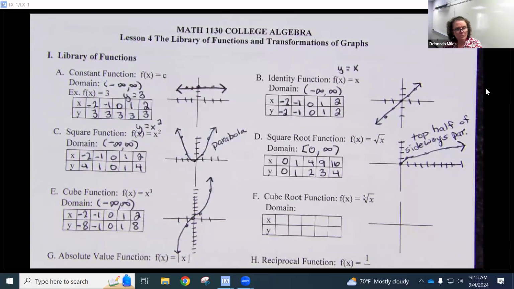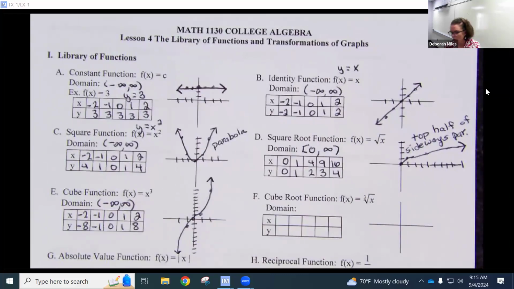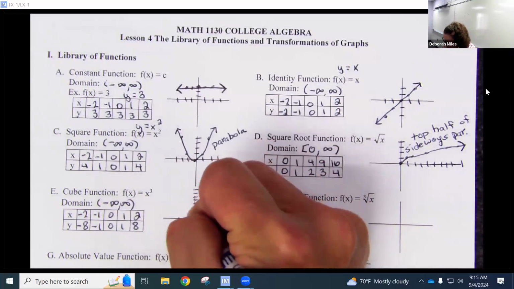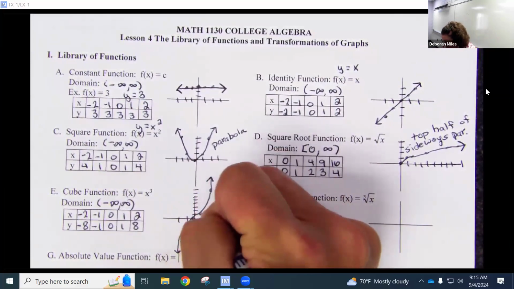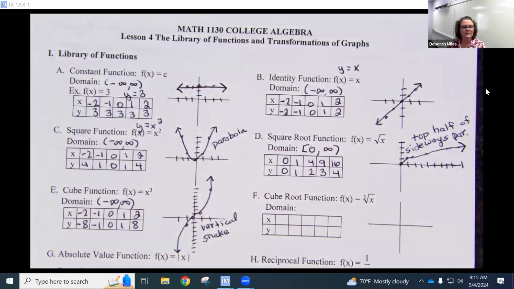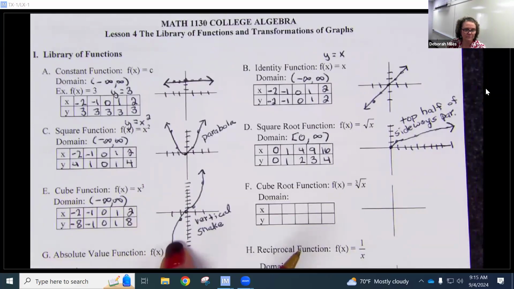That's the graph of our cube function. And again, just to give it some words that I can describe what that graph looks like. You won't find this in any college algebra book or any book, but if I say the cube function looks kind of like a vertical snake, I want you to have that image in your head.